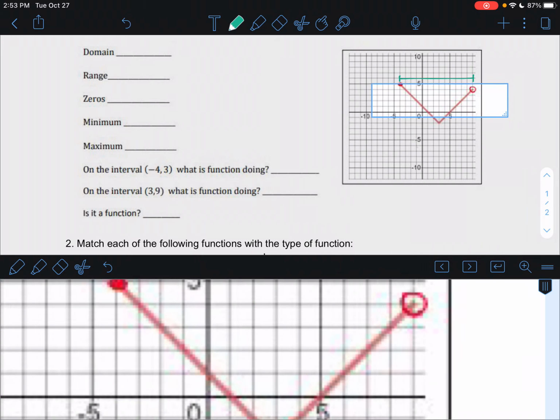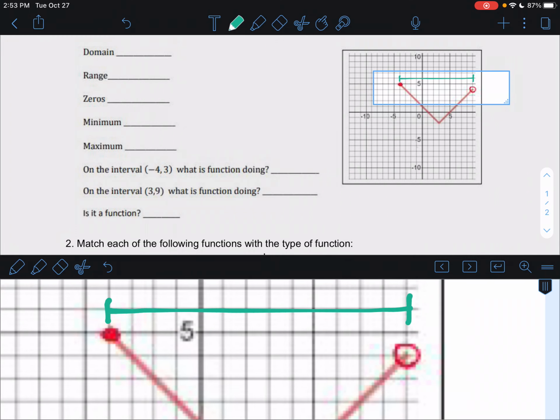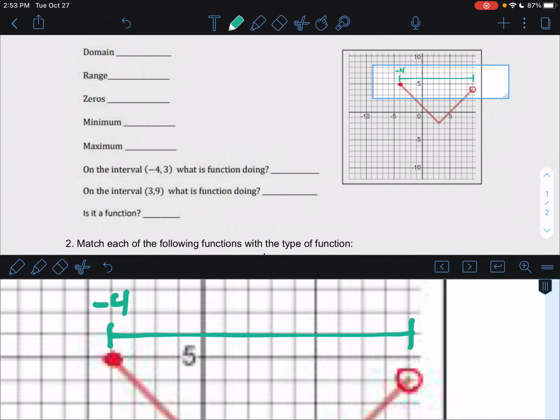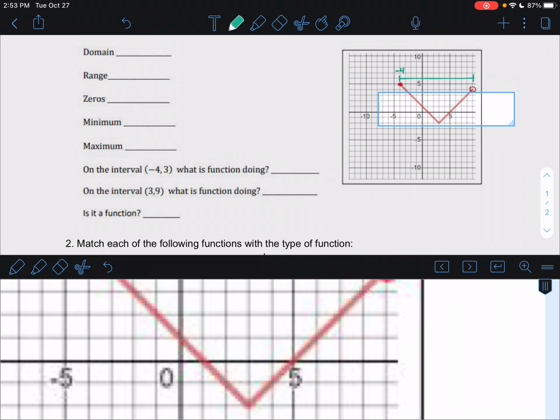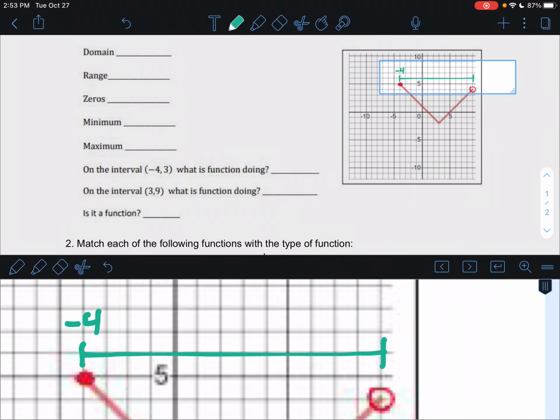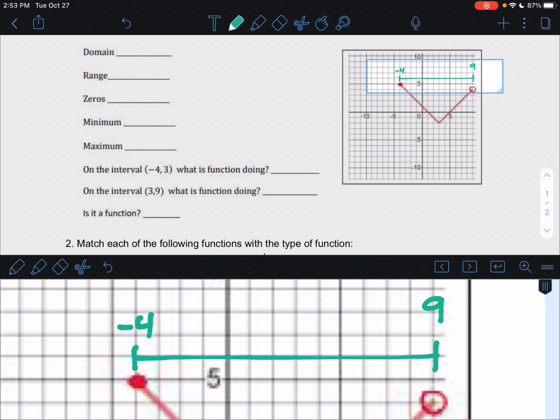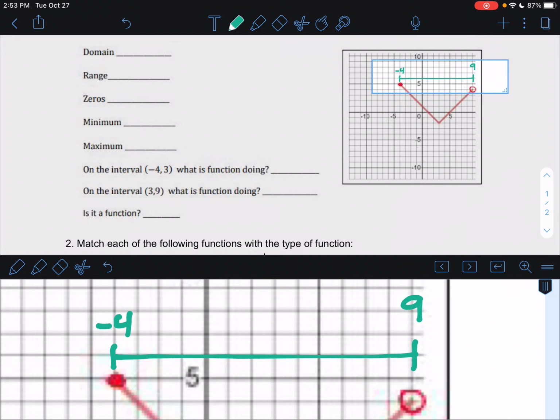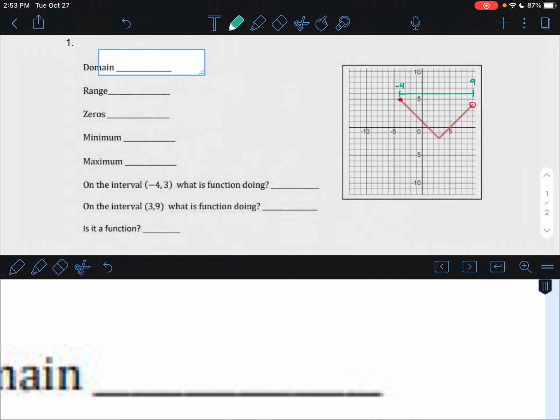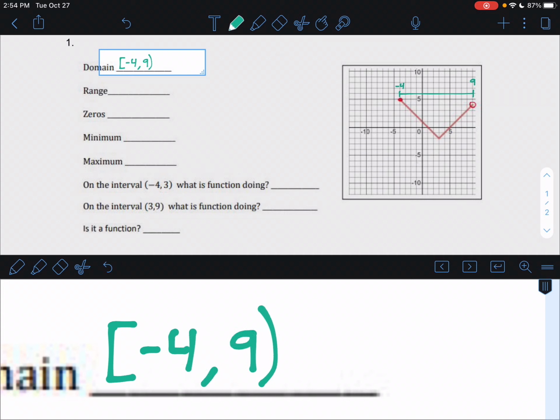And this looks like, let's see, that's from -4 up to 9. Yeah, -4 to 9. And that 9 has an open circle, so that 9 is not included in the domain. Meaning I have to write my domain with parentheses, or the 9 at least. So it would be a bracket, -4, comma, 9).